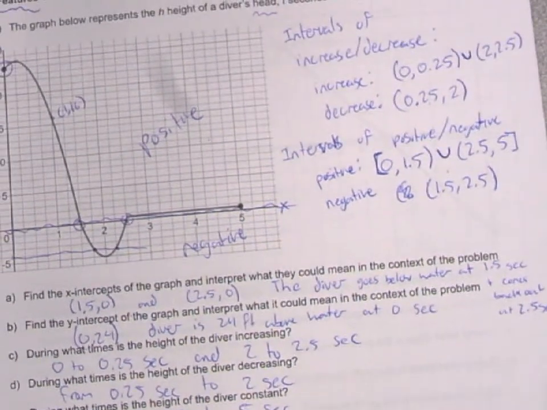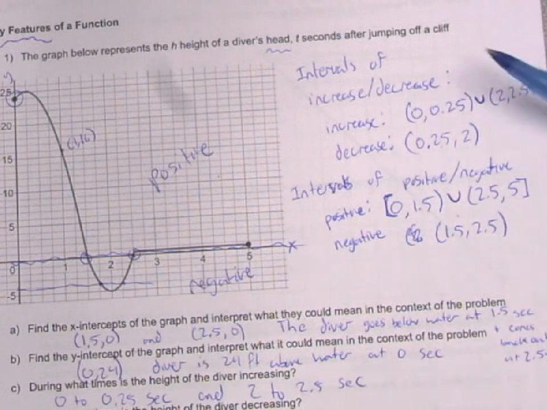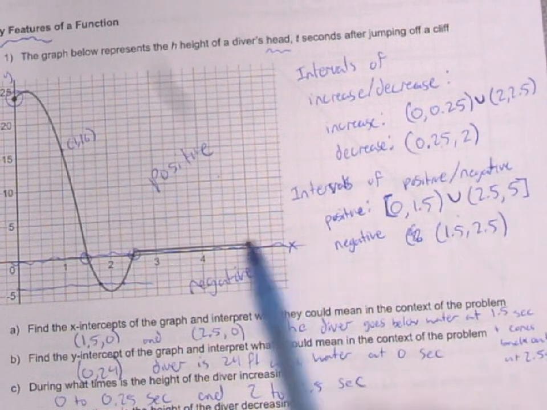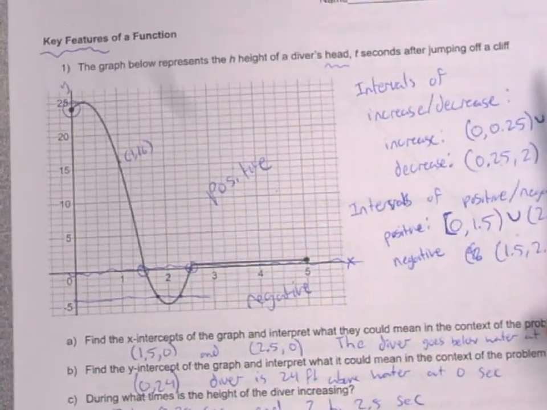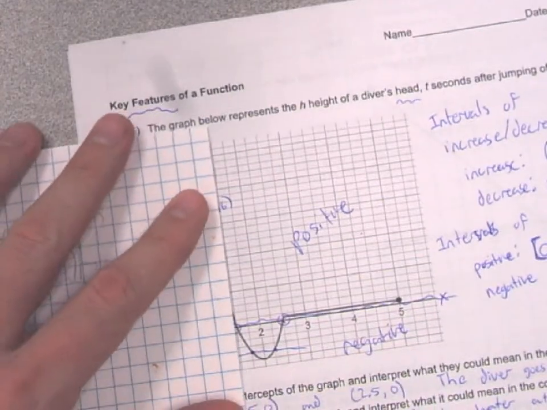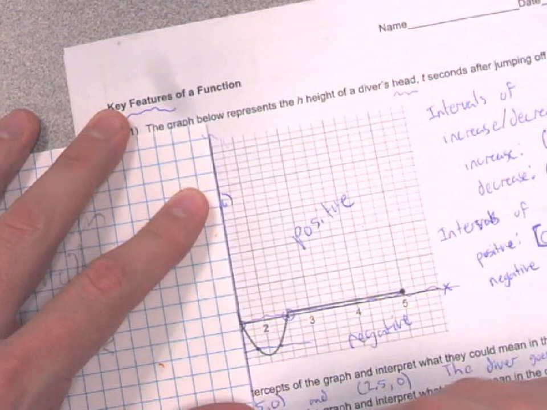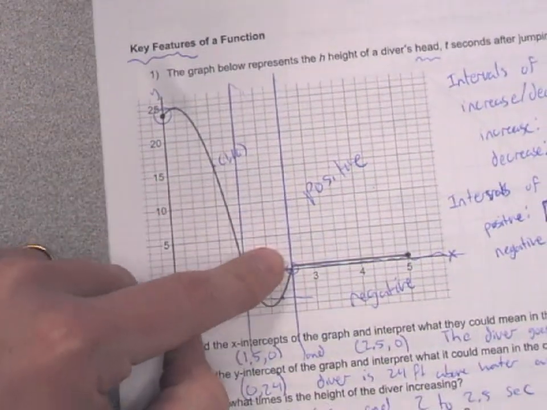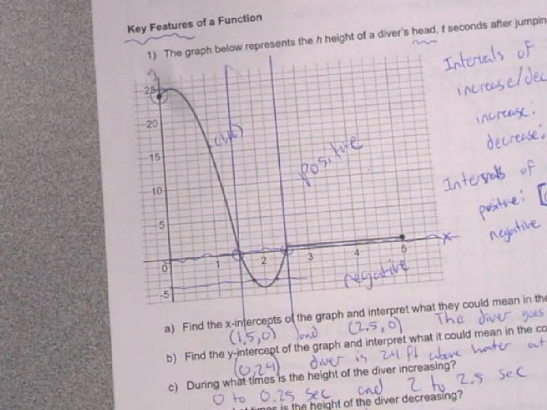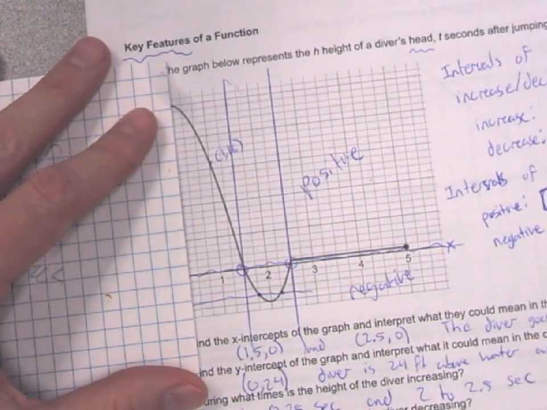Okay, so these are all intervals, right? They're sections of the domain. They're pieces of the domain. Basically what we're doing is we're dividing the domain into sections, right? So positive, negative, positive. Okay, we can also divide the domain up by increasing, decreasing. So I'm going to do that in a different color.